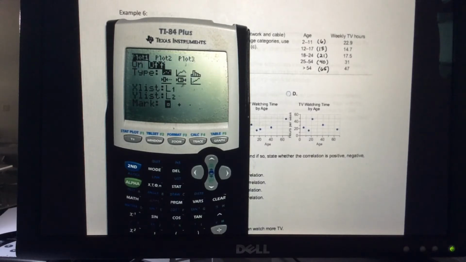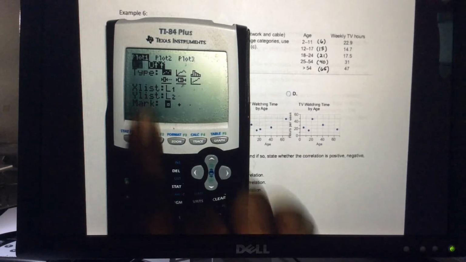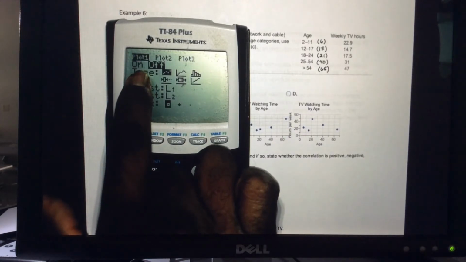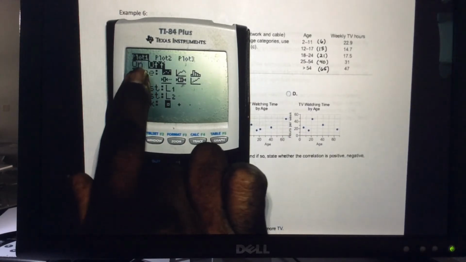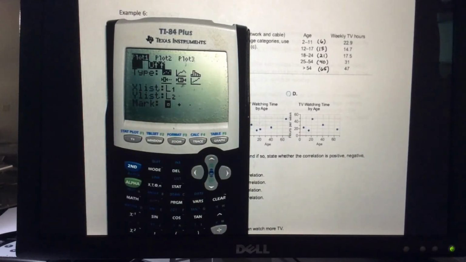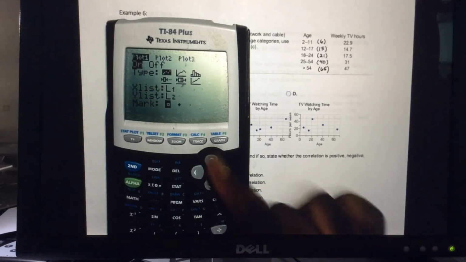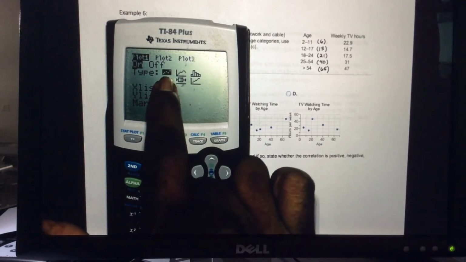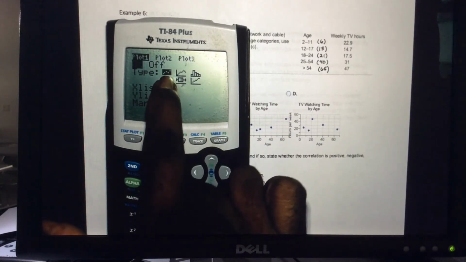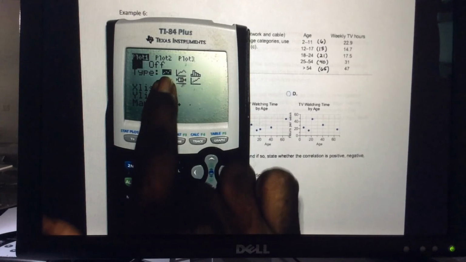Now, mine is off. For me to turn it on, I have to have that cursor blinking on the word "on," and then I'm going to press enter at the bottom. That will turn the stat plot on. Now under type, it is a scatter plot, so this first icon that's highlighted, I'm going to leave there because that represents the scatter plot.